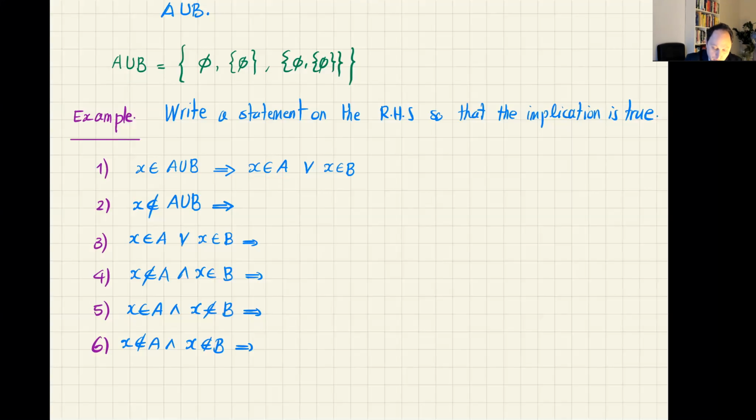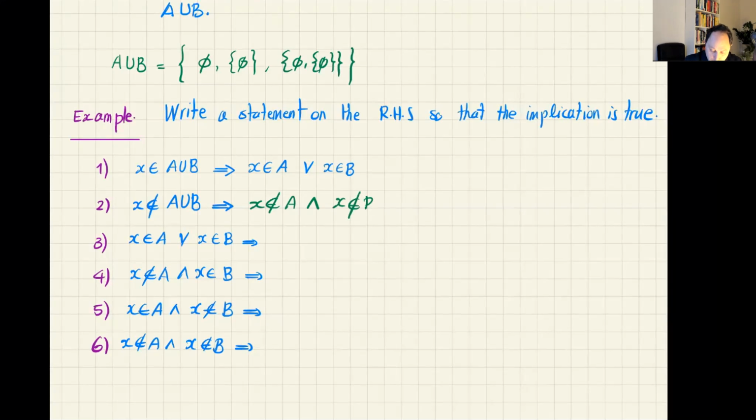Okay, now can you translate this one? What should I write? When someone tells you that, I looked inside the union, I saw that X does not belong to the union of A with B. So what can you conclude? That X is not in A and X is not in B. Exactly. So that is the right conclusion. Let me write this in green. So X does not belong to A, and it's very important to write "and". X does not belong to B.